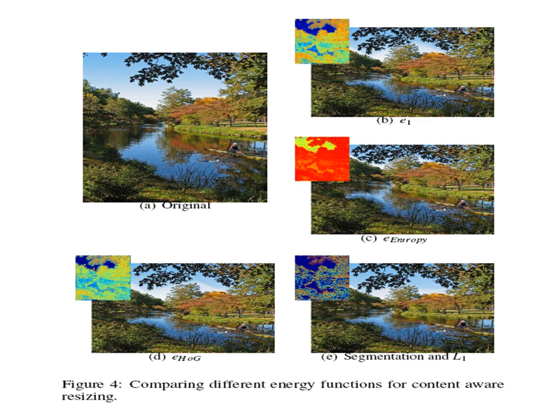Here we can see different methods to measure the energy map. We can calculate the gradient, which we call E1. We also have an entropy method to calculate the diversity of the energy of each pixel. And we can also apply histogram of gradients or segmentation methods to evaluate the energy of each pixel.